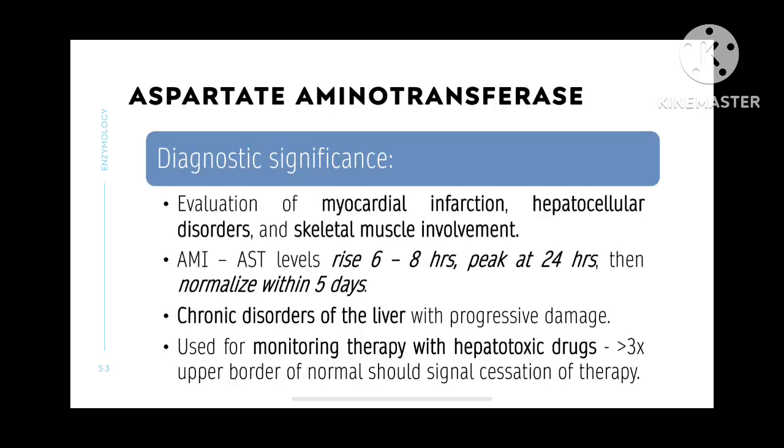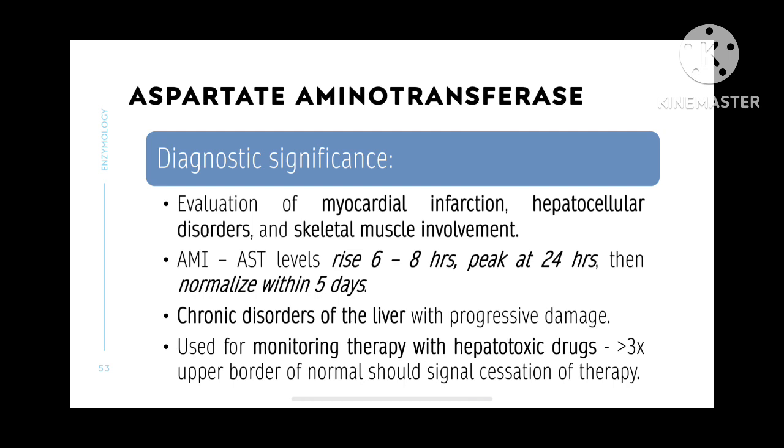The clinical use of AST is limited mainly to the evaluation of hepatocellular disorders and skeletal muscle involvement. In acute myocardial infarction, AST levels begin to rise within 6 to 8 hours, which peaks at 24 hours and generally return to normal within 5 days. However, because of the wide tissue distribution, AST levels are not useful in the diagnosis of AMI.